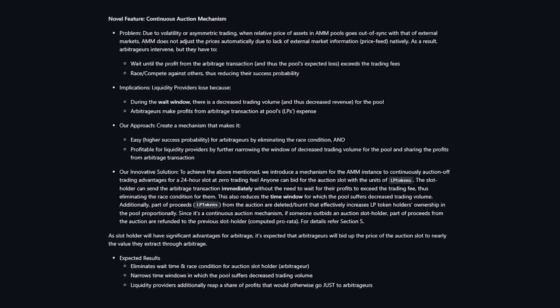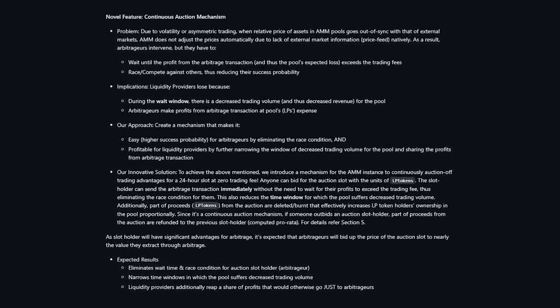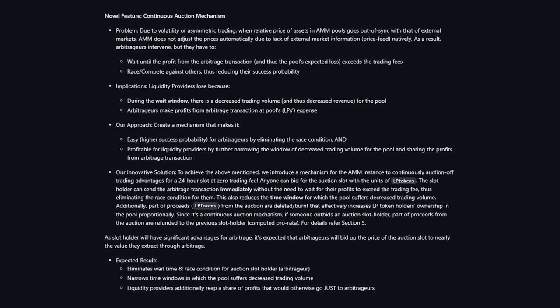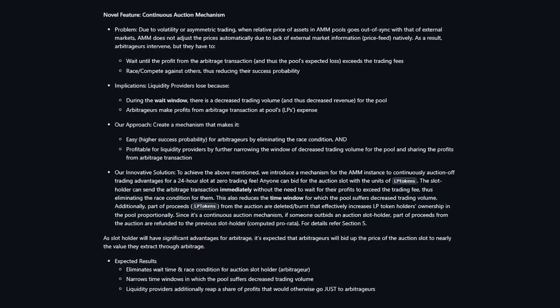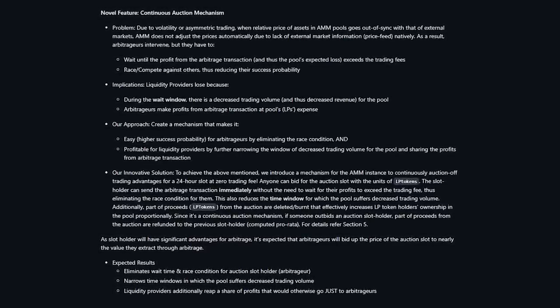Now, my personal favorite thing about the AMM and the way it works on the back end is their continuous auction mechanism. Let's explain that. This is where I think AMM bid comes into play as a transaction type, because it allows the LP token holders, the liquidity provider token holders, to bid for a 24-hour time slot where they can get different parameters on their trading. So they can get extra benefits from their trades.